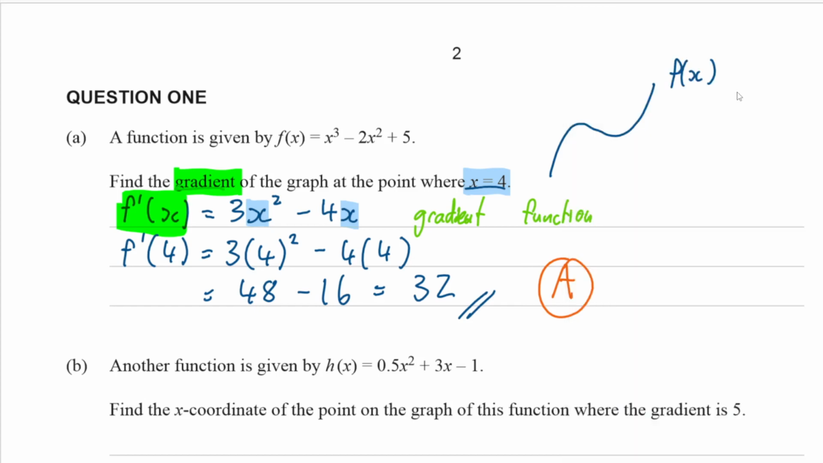So, pro tip, give yourself the mark, save your marker some time. Don't actually do that, but be confident in your solution.